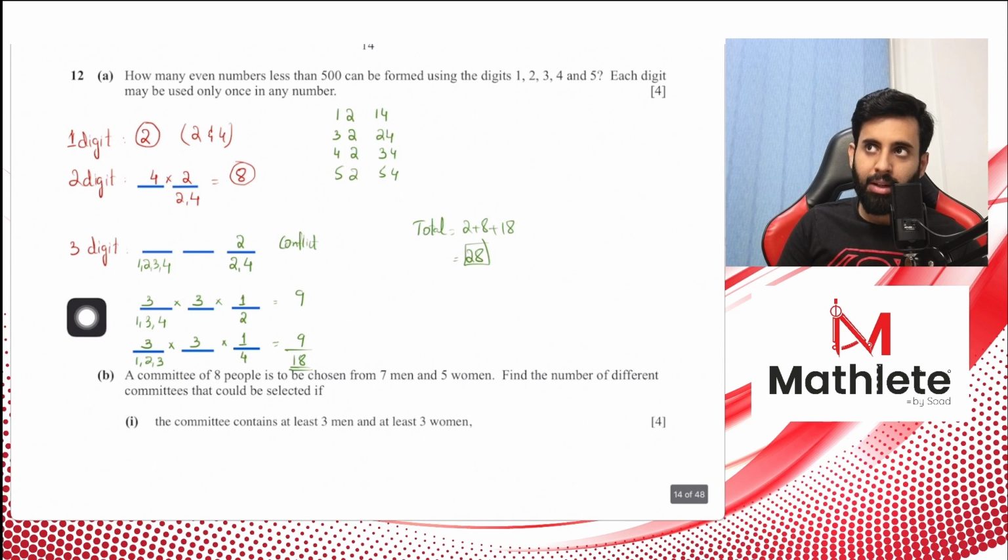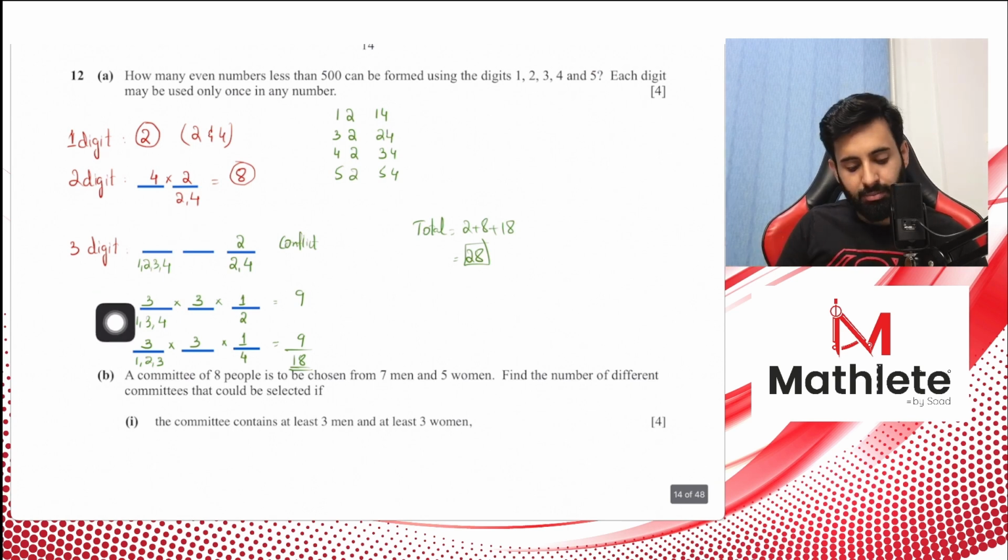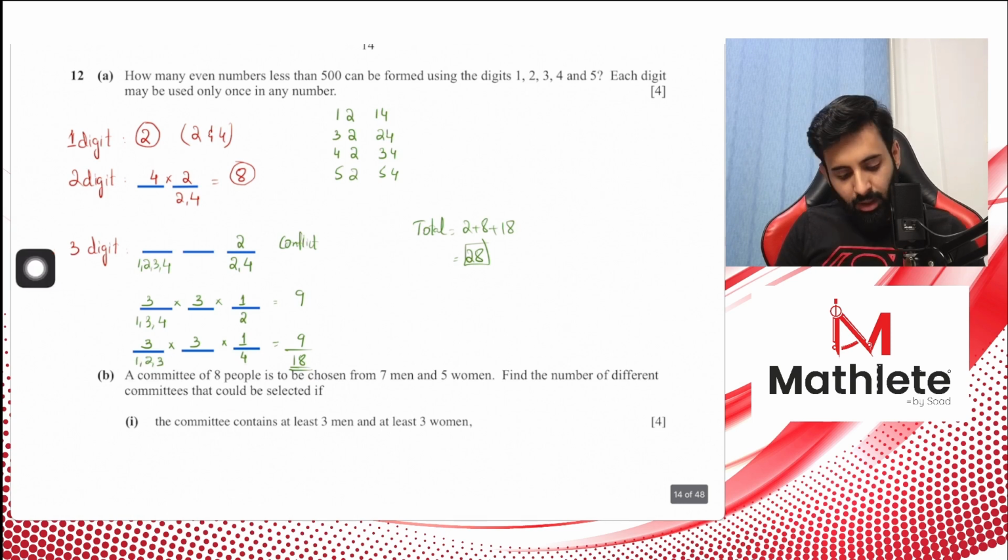So 5 were there, 2 are gone, how many are left? For the second digit, 3 are left. Okay? And the same is true for the other case. All right.